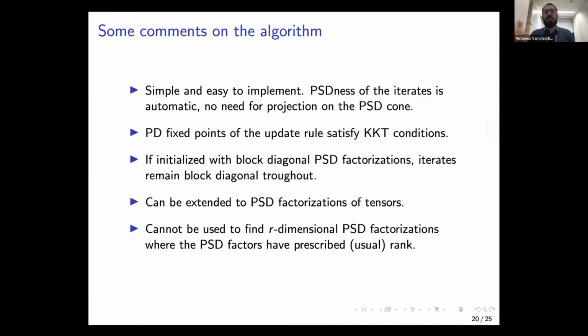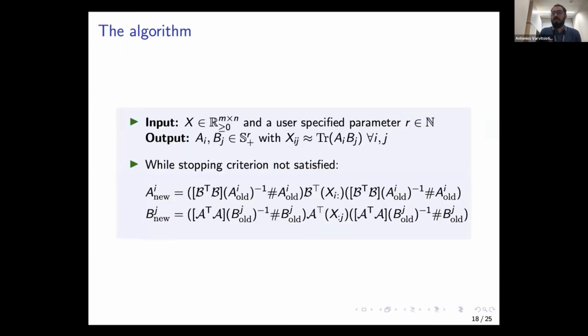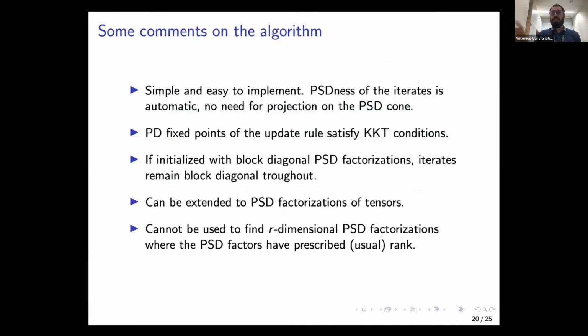It's simple and easy to implement, right? This algorithm is really simple, because it's basically just this formula, and it's just a matter of having a subroutine for calculating geometric means. So there's no projection on the PSD cone or anything like that, at least not explicitly. The PSDness of the iterates is automatic.